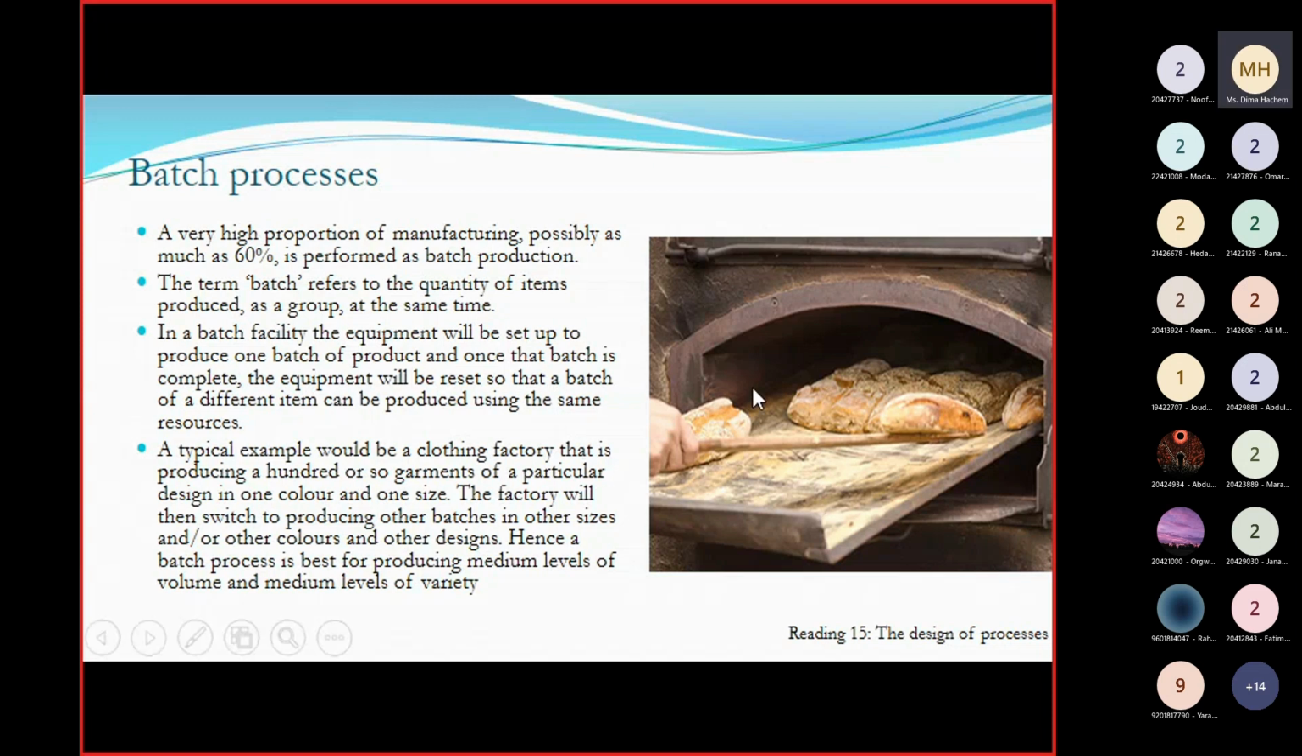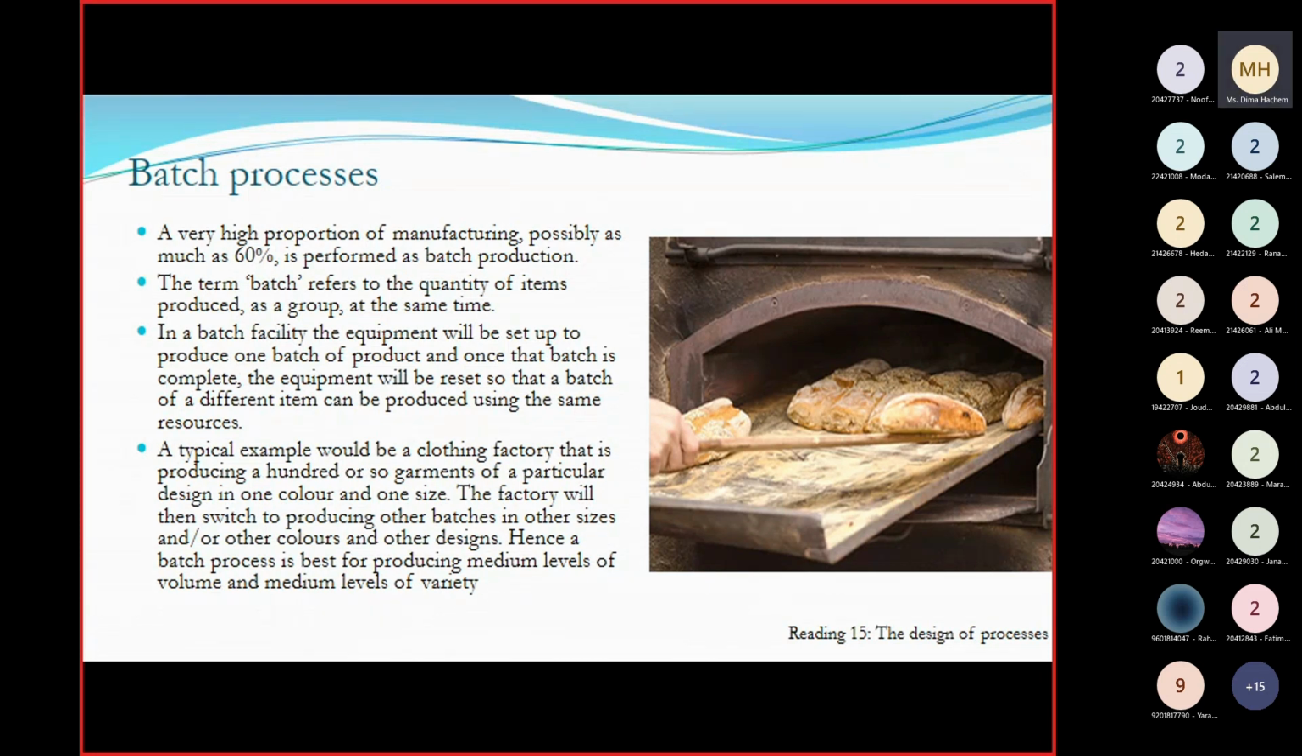The next one is called a batch. A very high proportion of manufacturing is performed as batch production. Batch يعني مجموعة. All right, so in a bakery, you will make the first batch, for example, white bread. The second batch will be, let's say, brown bread. The third batch will be bread with nuts, for example. But each batch will give you a big amount of bread.